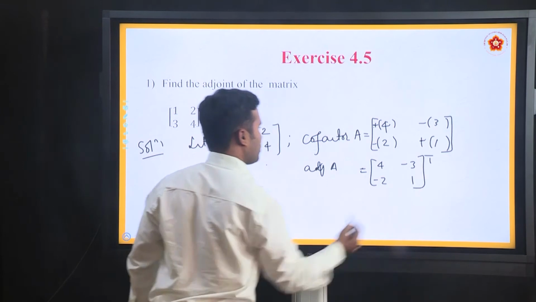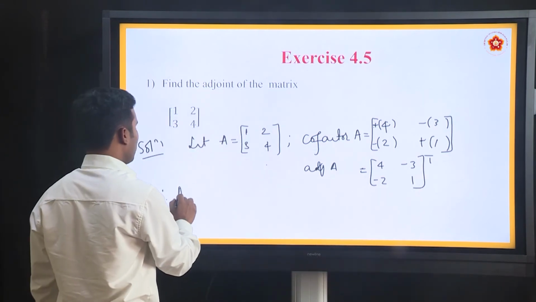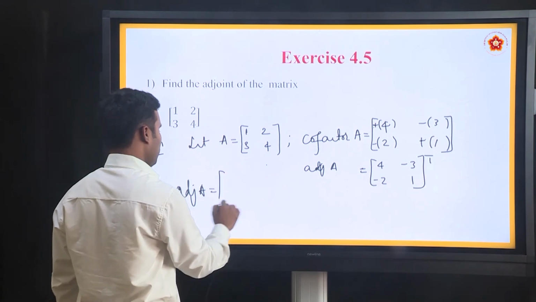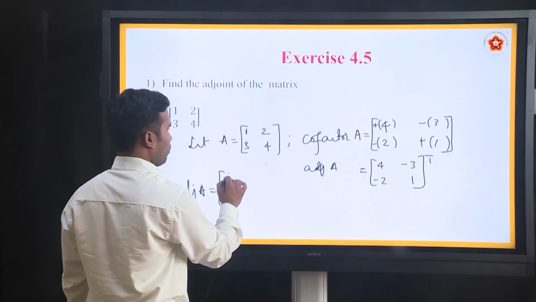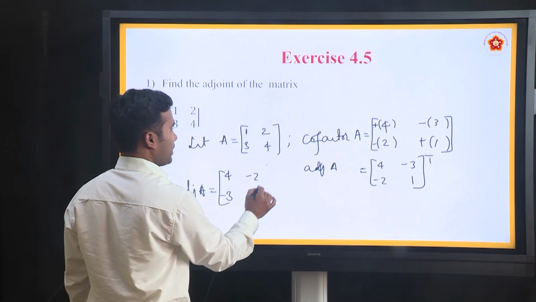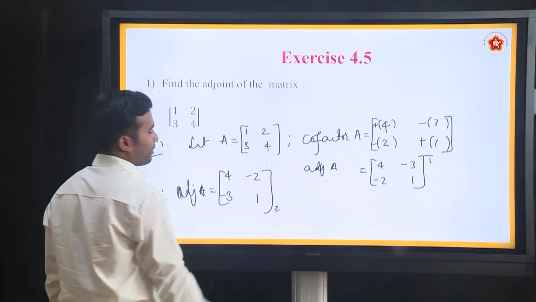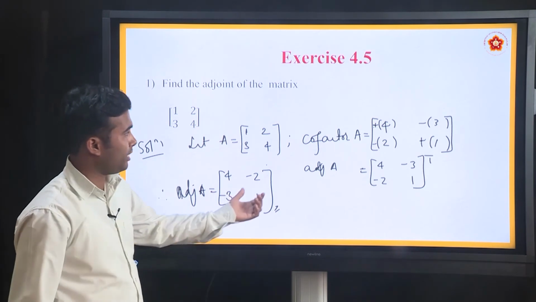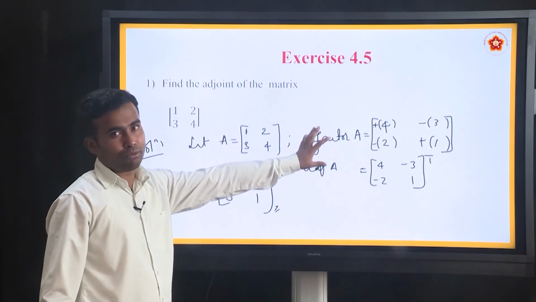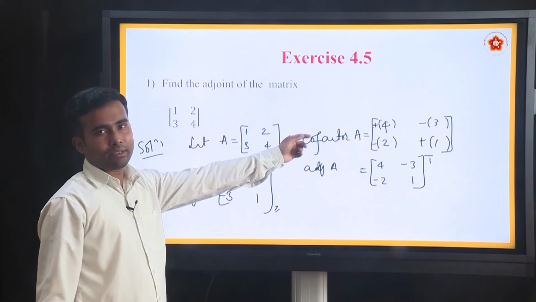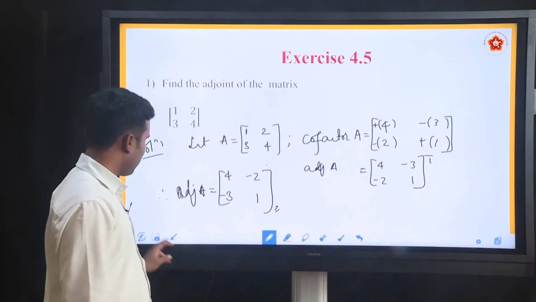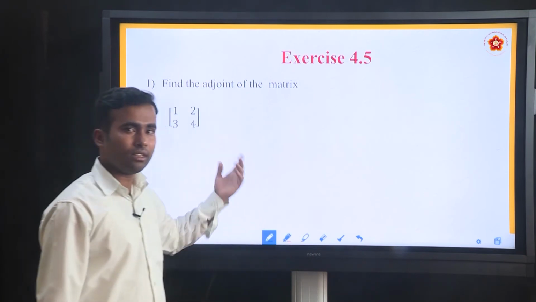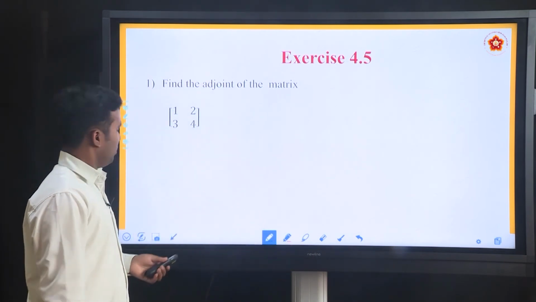Okay, you take the transpose. Therefore, adjoint of A is equal to 4, minus 3, minus 2, 1. This is how we can find the adjoint of a matrix. I hope this helps you find the cofactor matrix in a shorter way. Next, similarly, we can try with a third order matrix.